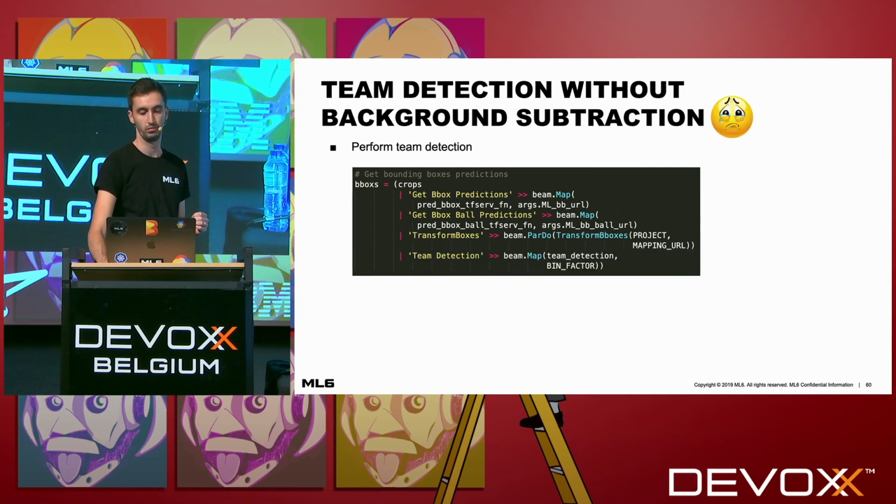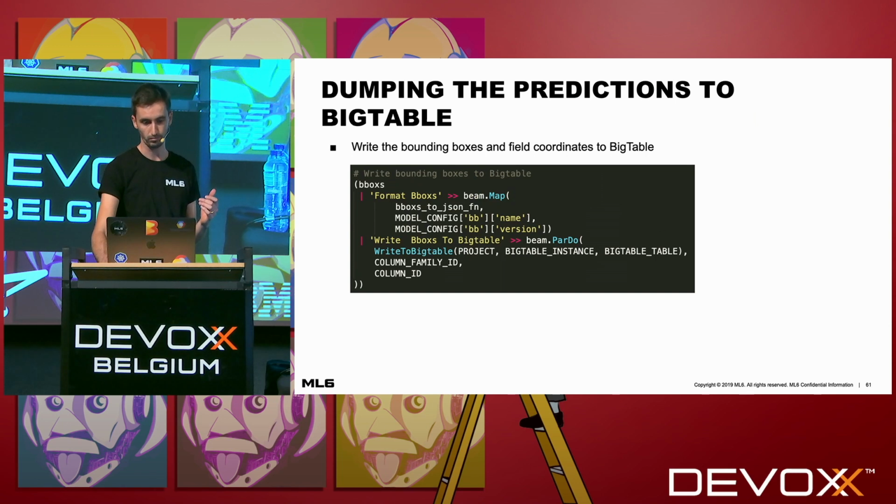Once we have done that, we can do team detection. If we know all of the field coordinates, we can cluster them based on color, as I told before. And now that we have this data of bounding boxes and field coordinates, we can start dumping it to our database, which is Bigtable in our case.